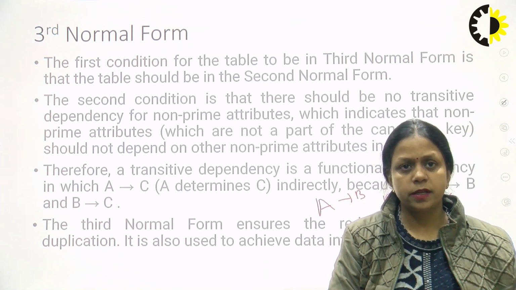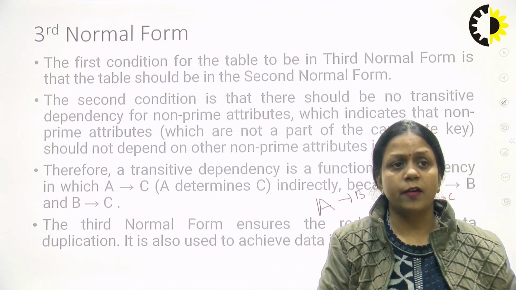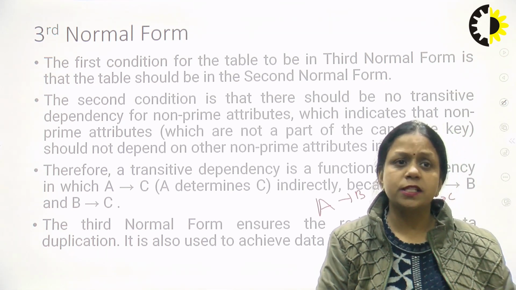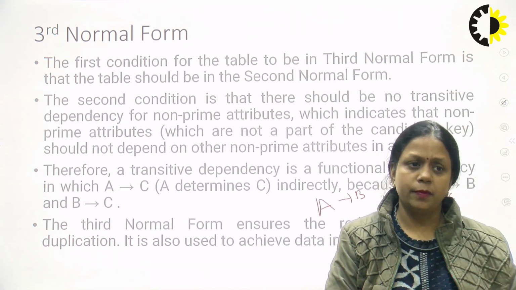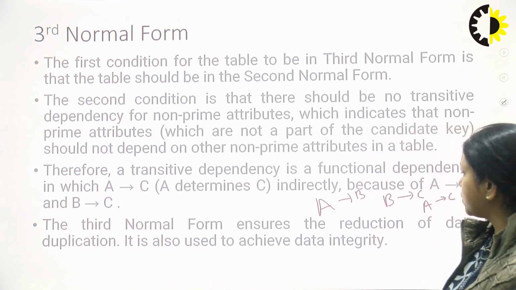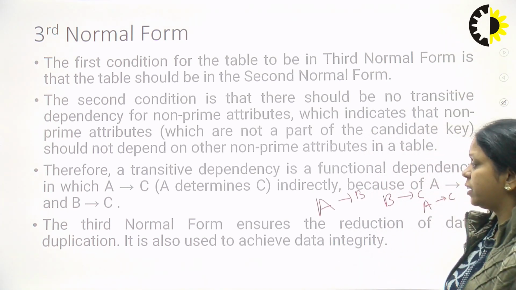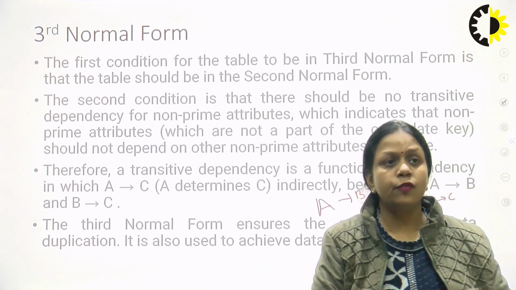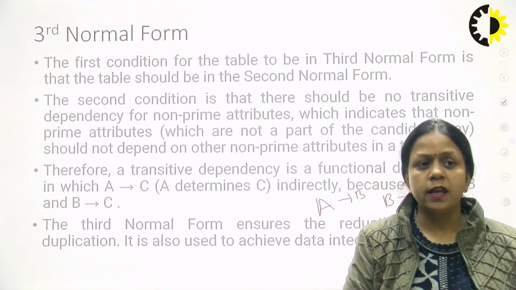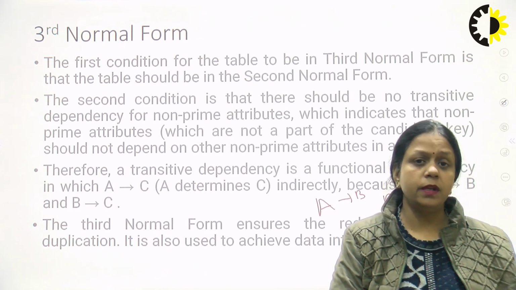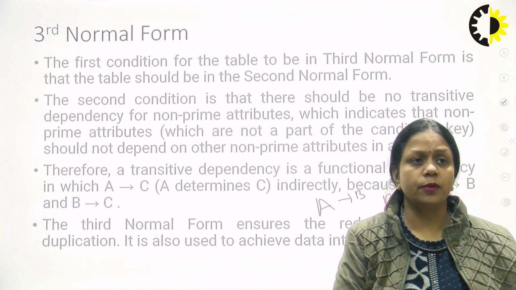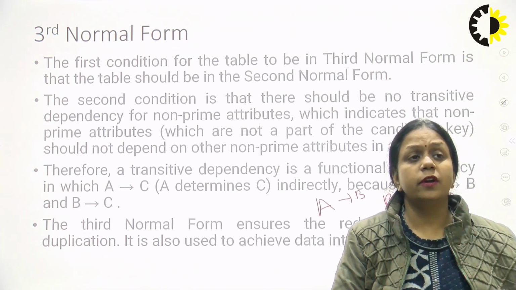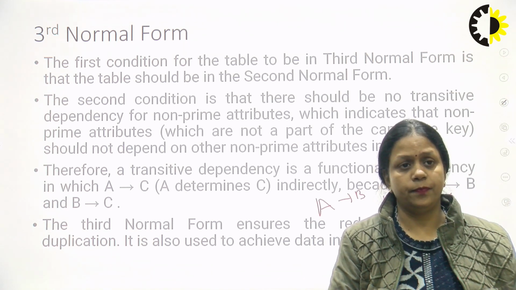So we should understand that for the third normal form, we have to convert the table into the second normal form. Then we have to remove the transitive dependency from the table. The third normal form ensures the reduction of data duplication, and it is also used to achieve data integrity. So it can remove many different problems, like data redundancy, from the table if we have third normal form in the table. Now we will see an example of how we can convert a table into the third normal form.